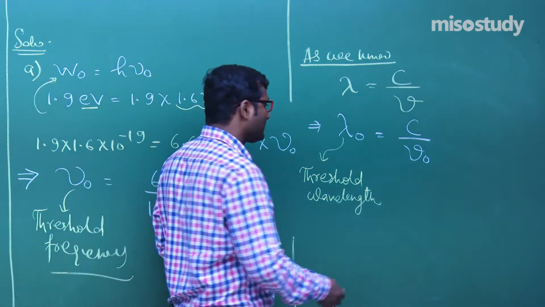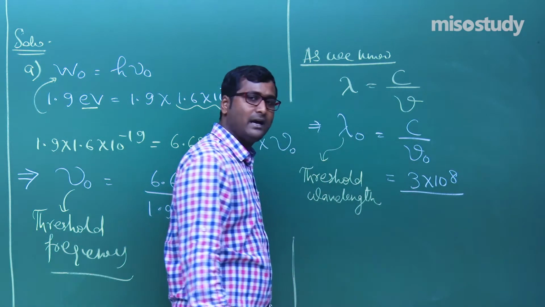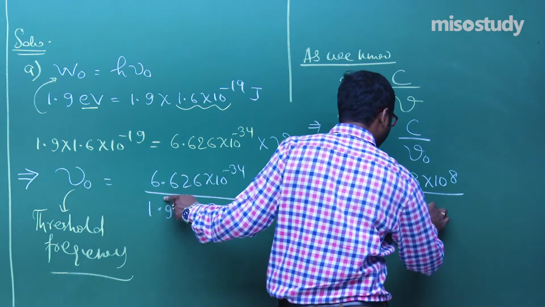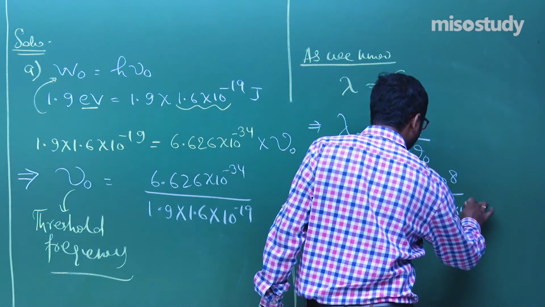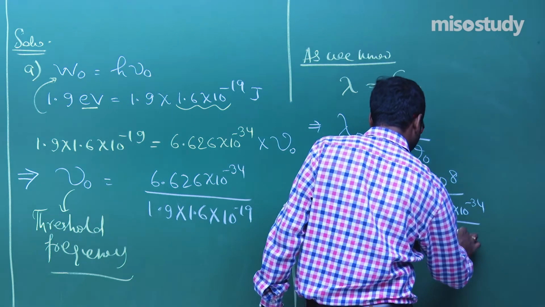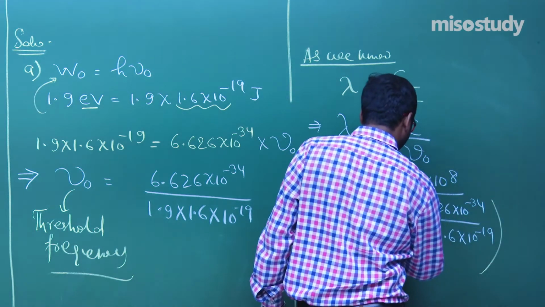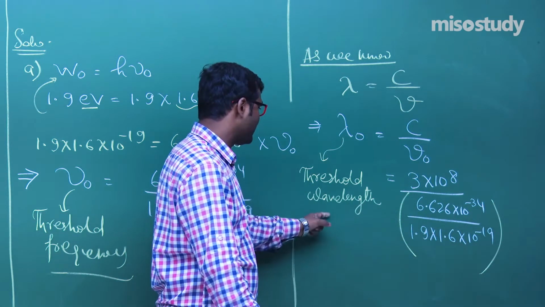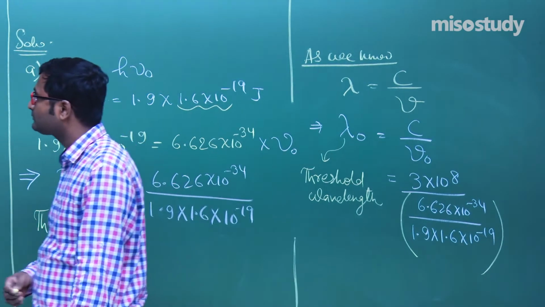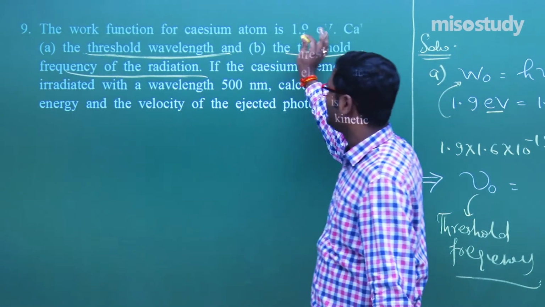Now what is C? The value of C is equal to 3 into 10 to the power 8 meter per second. And what is mu naught? Put here 6.626 into 10 to the power minus 34 divided by 1.9 into 1.6 into 10 to the power minus 19. Clear to you? This is the formula. This is the threshold wavelength. This is the threshold frequency. Check it out, threshold frequency and threshold wavelength, we have solved the two parts.